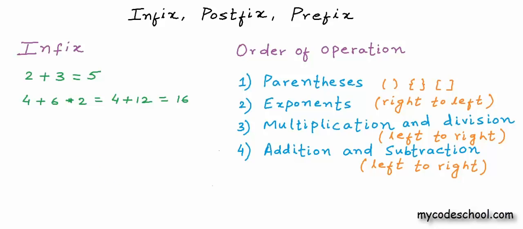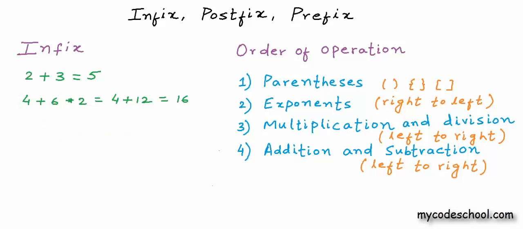In this second expression, 4 plus 6 into 2 that I have written here, if we apply operator precedence, then multiplication should be performed first. If we want to perform the addition first, then we need to write this 4 plus 6 within parentheses. And now addition will be performed first, because the precedence of parentheses is greater.